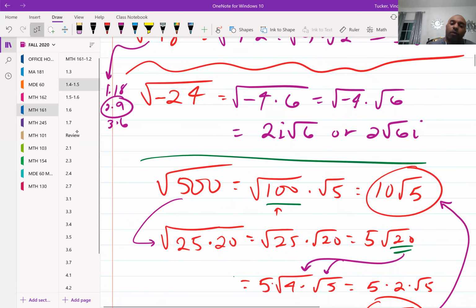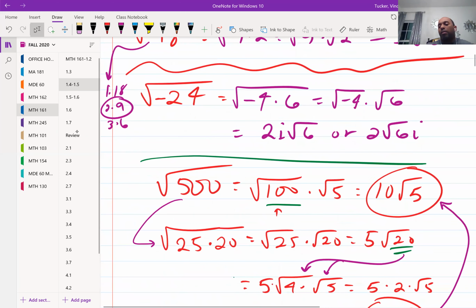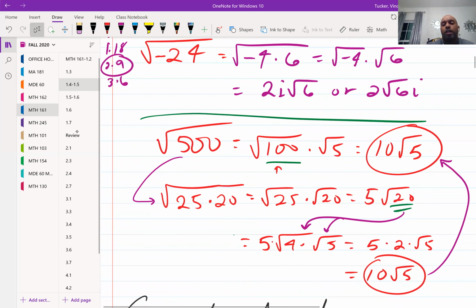So this next one, square root of 500. Someone had asked a question about finding the largest number to take the square root of. That's the easiest and most efficient way to deal with it. So the first way, square root of 500, I did 100 times 5. Square root of 100 is 10, left the 5 under the radical.